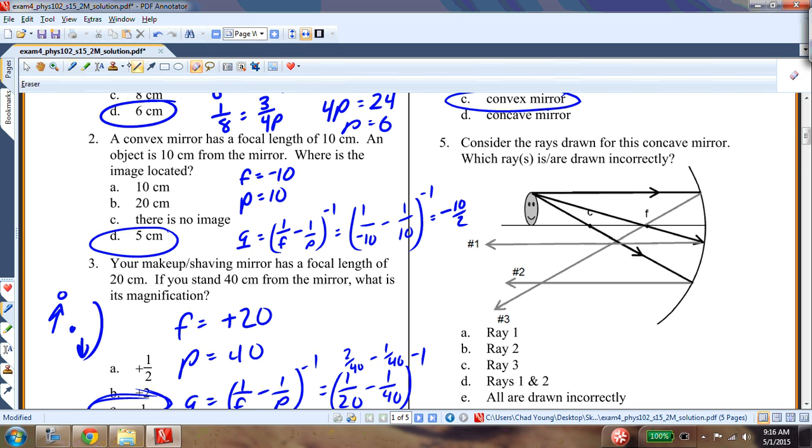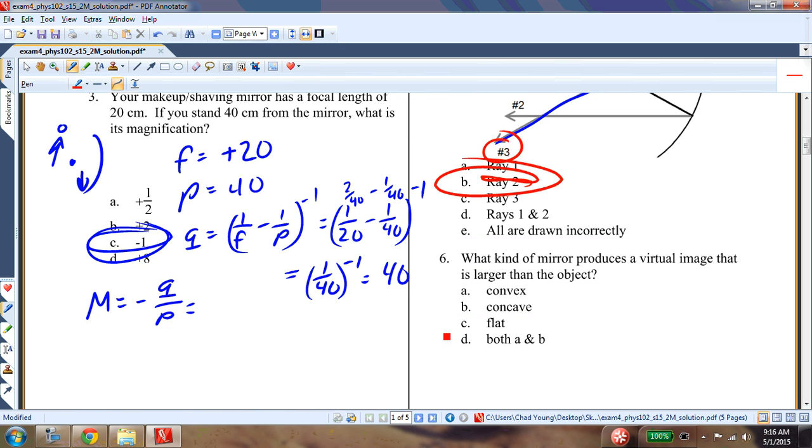Now let's look at the others. I'm sorry, hold on. All right, so this is number 3 actually, and it is correct. Parallel to the axis and through the focal point. This one is through the focal point and parallel to the axis. That's number 1. So number 1 and number 3 are okay. It's number 2 that's not right. So the answer is D for number 5.